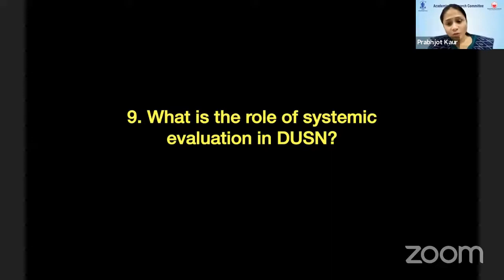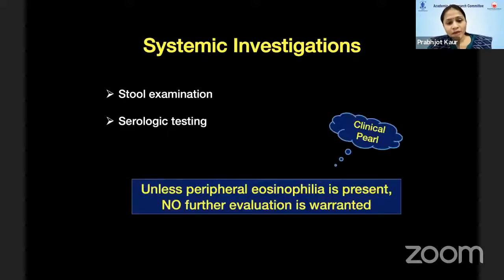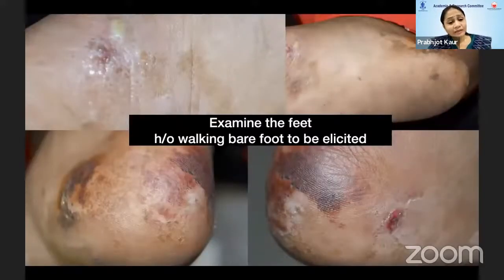Moving on to the 9th question, what is the role of systemic evaluation in DUSN? Stool examination and serologic testing, although mentioned in the literature, we do not do these investigations regularly. Unless peripheral eosinophilia is present, there is no need for further systemic evaluation. One can examine the feet and ask for a history of walking barefoot, and you might be able to pick up the entry site of infection or some old scars, which will help guide you to your diagnosis of DUSN.